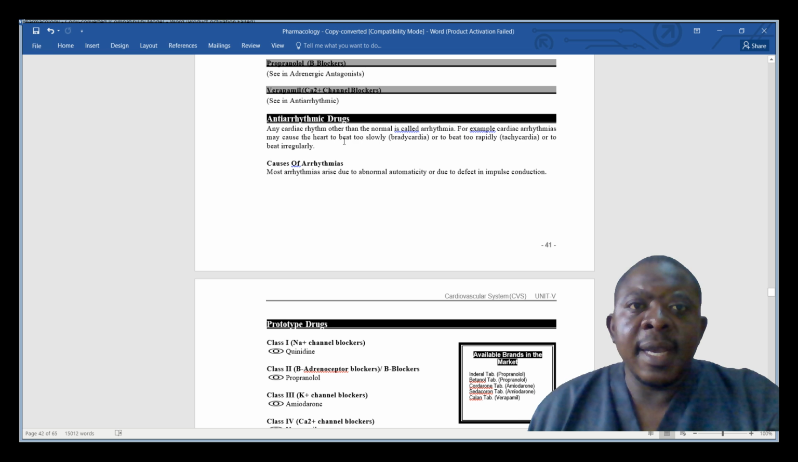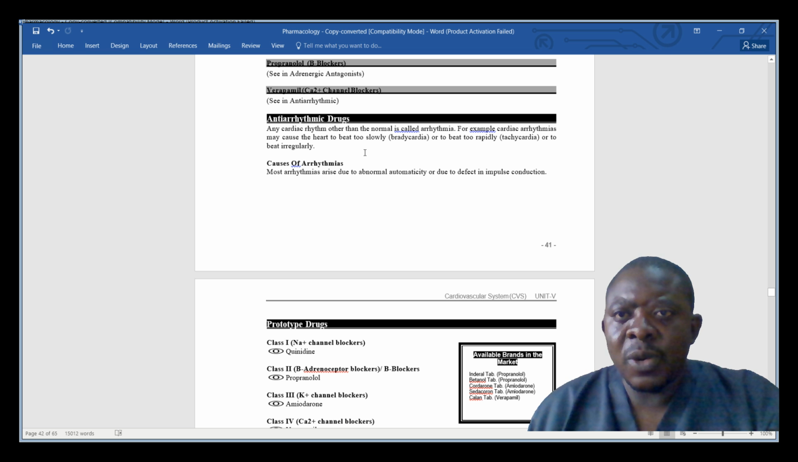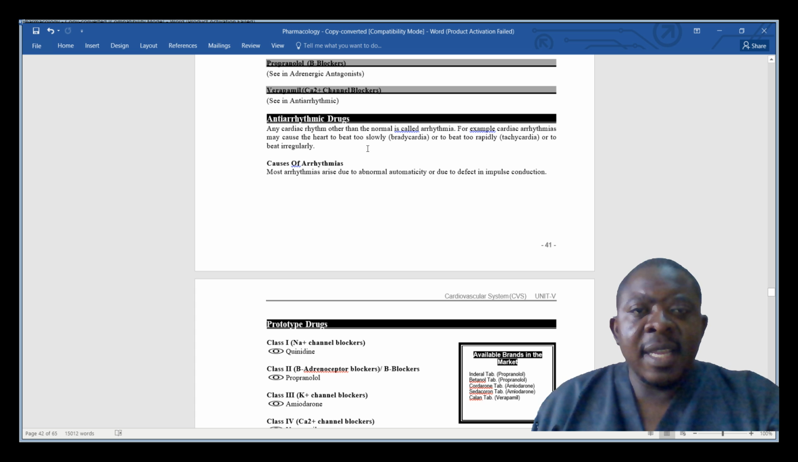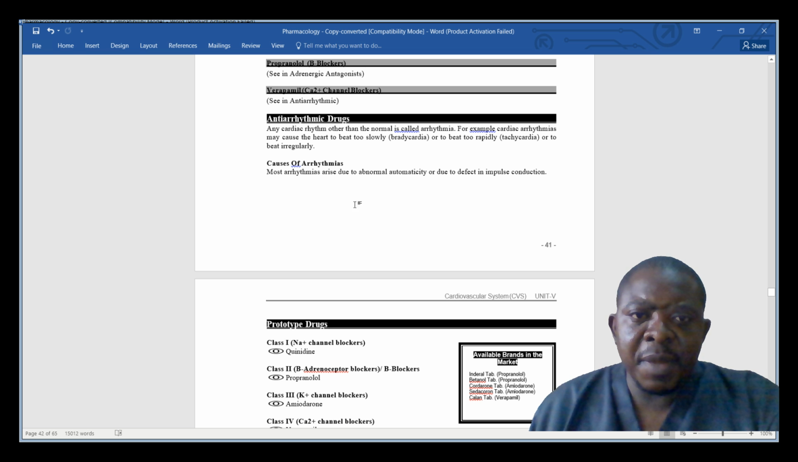Any cardiac rhythm other than the normal is called arrhythmia. For example, cardiac arrhythmias may cause the heart to beat too slowly, which we call bradycardia, or to beat too rapidly, which we call tachycardia, or to beat irregularly. Causes of arrhythmia. Most arrhythmias arise due to abnormal automaticity or due to a defect in impulse conduction.